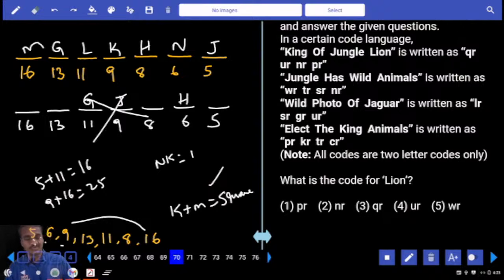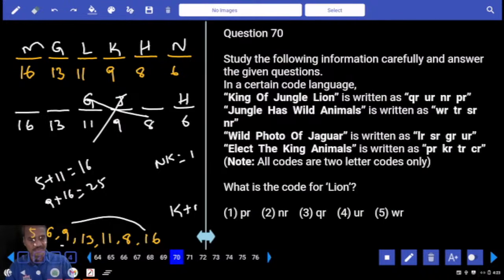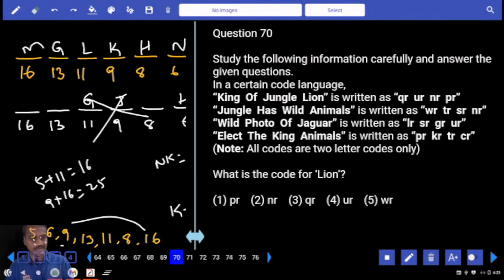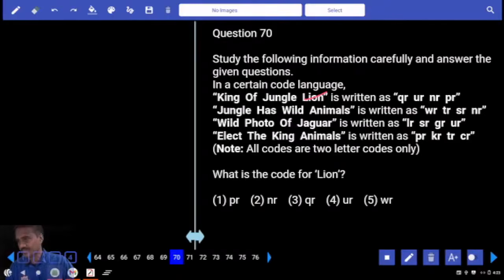What is the code for the word lion? We asked, what is the code to the word lion? We need to give the code for lion. Now the code for the word lion is here, and is it anywhere else here? No. That means lion is the only word that is left over. Look at which word is left over here, now look at the codes.